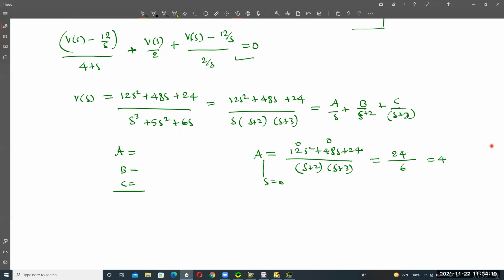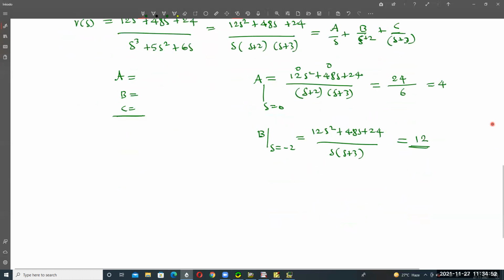Similarly, for B, substitute s is equal to minus 2 in this equation: (12s² + 48s + 24) divided by s times (s + 3). Substitute in this equation, you will get B is equal to 12.